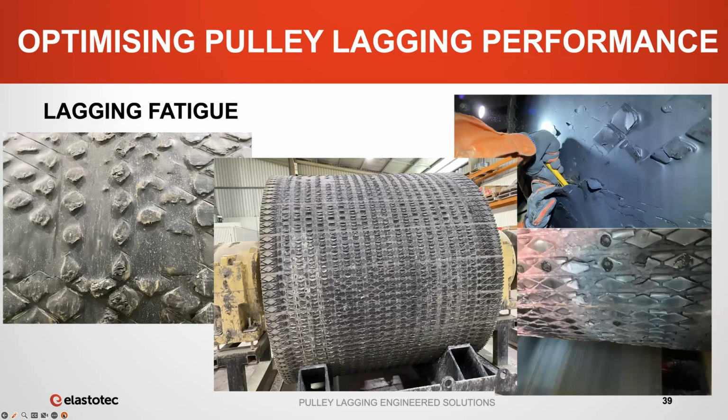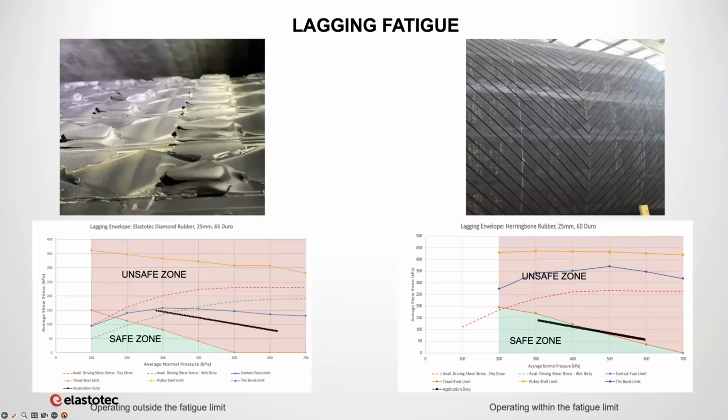Next thing we'll look at is lagging fatigue. I won't spend too much time on this because we covered it in detail in course 2. But this occurs when the cyclic shear forces from the transfer of power exceed the capacity of the lagging. To improve the performance in this case, we use the lagging select tool. We did cover this example previously.